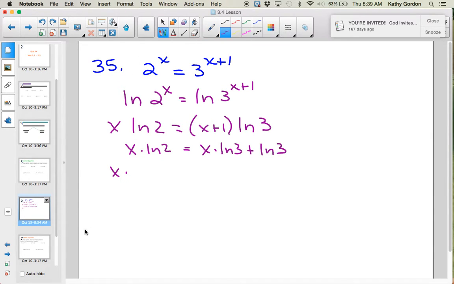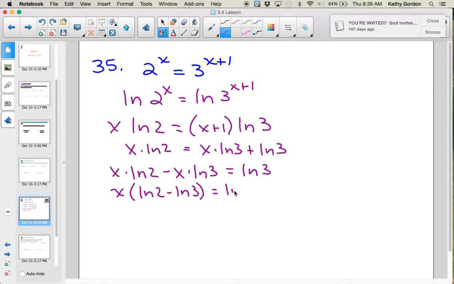I'm just going to subtract my x times ln 3 over here to get it all on the same side. And then having both of these terms with a common x in it means I can factor x out. So x times ln 2 minus ln 3 is going to equal my ln 3. And so ultimately, to get x all by itself, this ln 3 is going to get divided by whatever ln 2 minus ln 3 is, and now you pull out the calculator and punch the buttons.